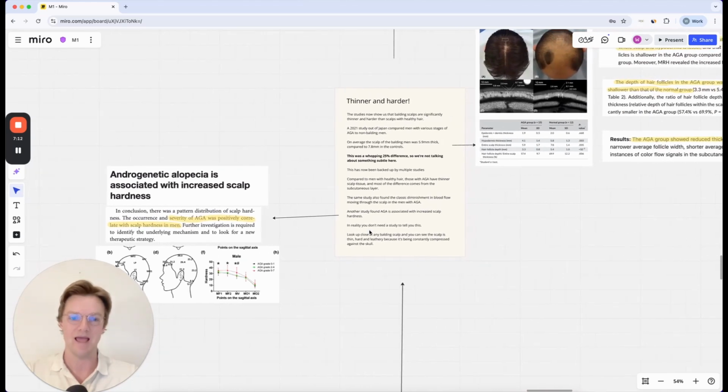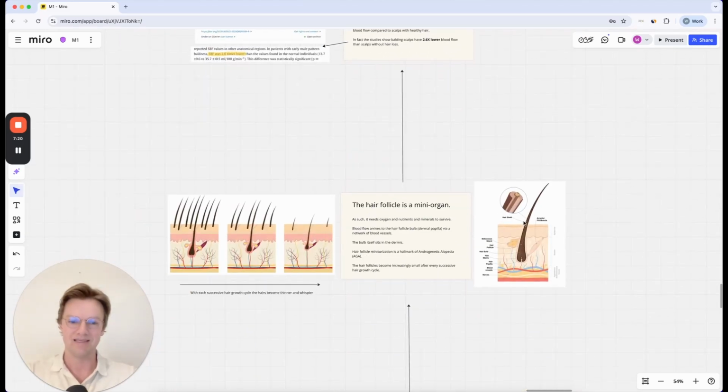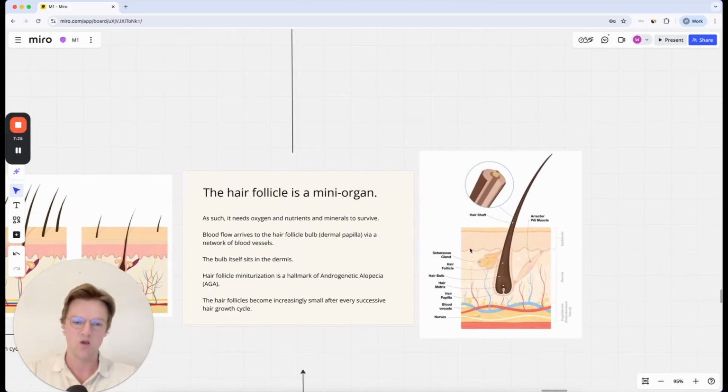If you want to understand hair loss, you need to understand what's going on with the hair follicle and what's going on with the scalp. So keep in mind that this delicate organ, this miniature organ with the three distinct layers, what's going to happen when these layers get thinner and harder, right?